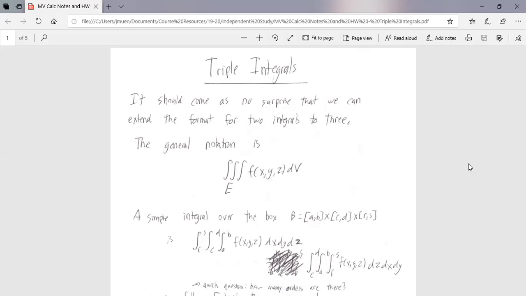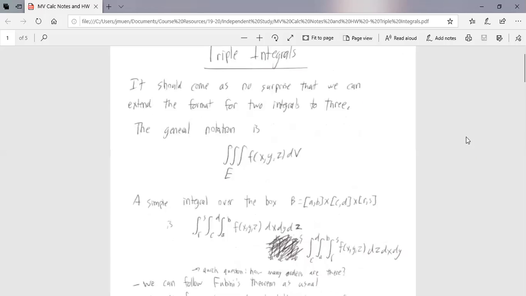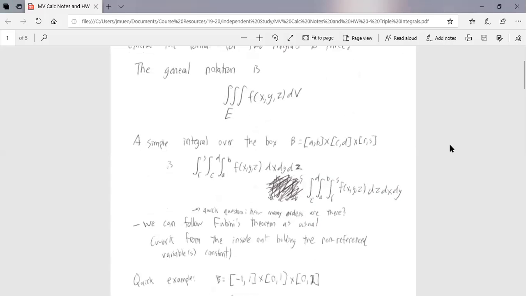So a simple integral might be over a box instead of a rectangle. So the box [a,b] cross [c,d] cross [r,s] in x, y, z would have the integral from r to s, integral from c to d, integral from a to b of f of x, y, z, dx, dy, dz. And once again, this is going to follow Fubini's theorem. So we can do these, you just work from the inside out, right? You do the innermost integral, then the second innermost, then the outer.